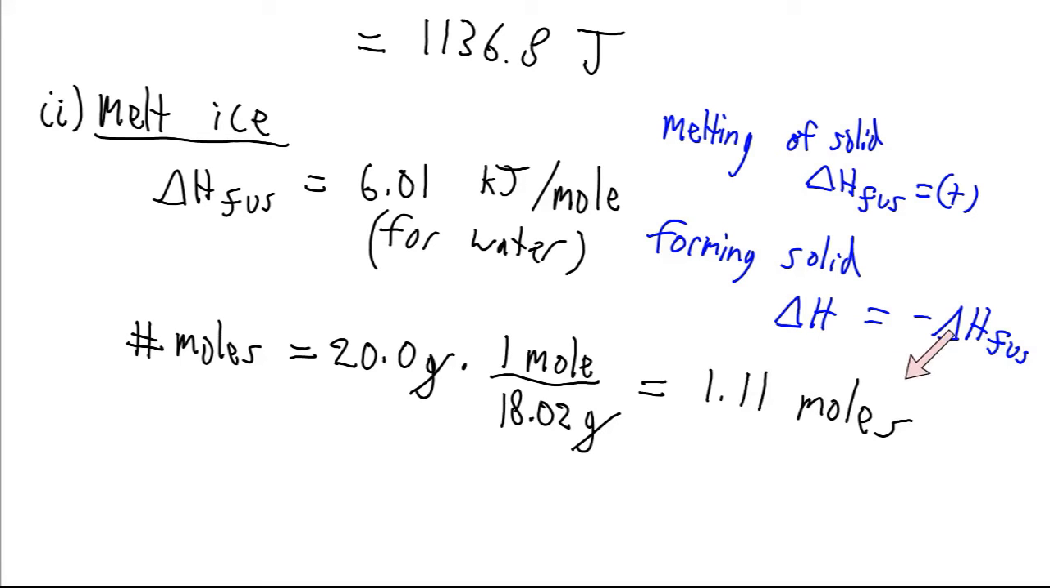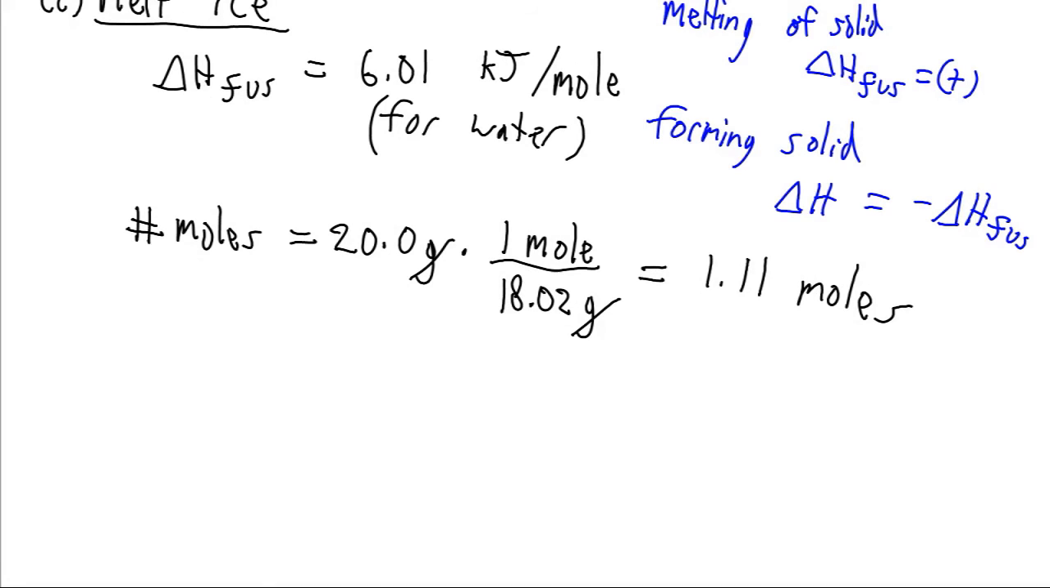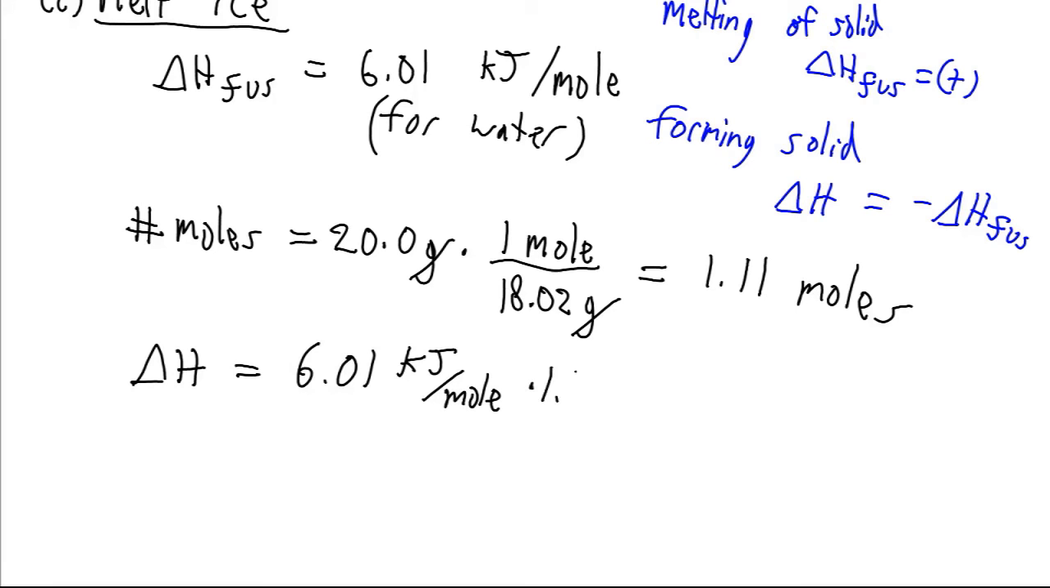Now that we know moles, we can make these moles over here go away. We just have to multiply. So our total enthalpy change here, in order to melt this 20 grams of ice, is 6.01 kilojoules per mole times 1.11 moles, which gives us 6.67 kilojoules.